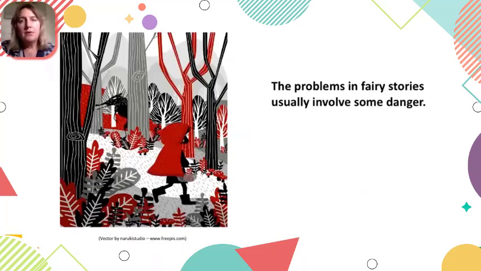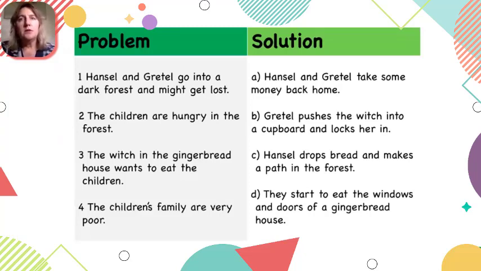The problems in fairy stories usually involve some danger that the heroes have to overcome. There might be one main problem or danger, as in Little Red Riding Hood, or there might be a series of problems for the characters to overcome, as we can see when we think of the story of Hansel and Gretel. First of all, we would get students to identify the solutions that were applied to each of the problems in the story. And again, we can do this with the matching activity.